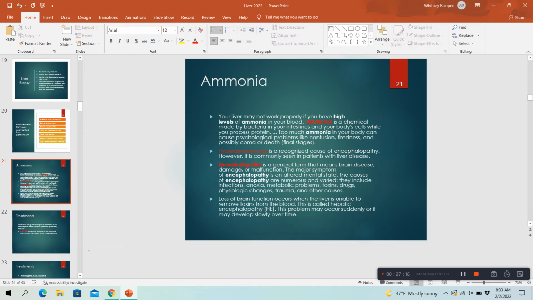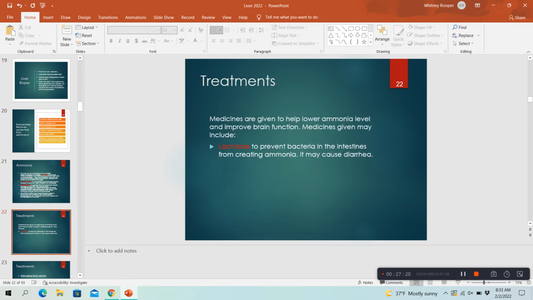Medications that we give to lower our ammonia levels, the one and only, lactulose. Anybody ever given it? What does it do? A lot. And it smells like buttery, gross. Yeah, they don't like to drink it.